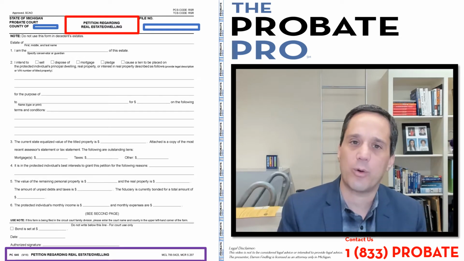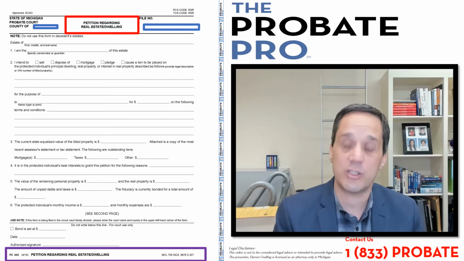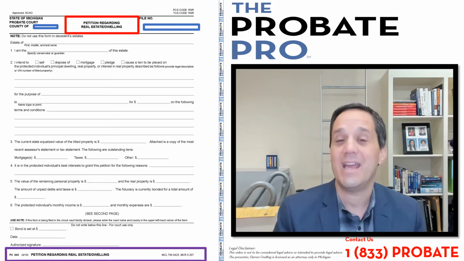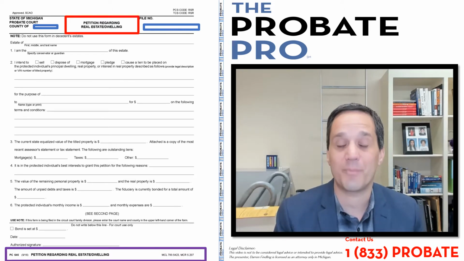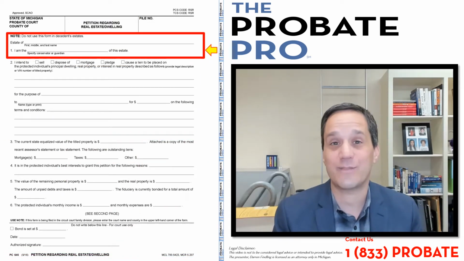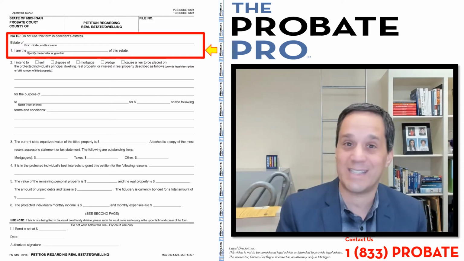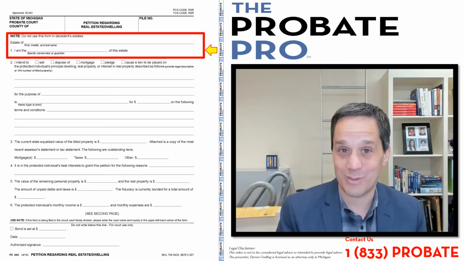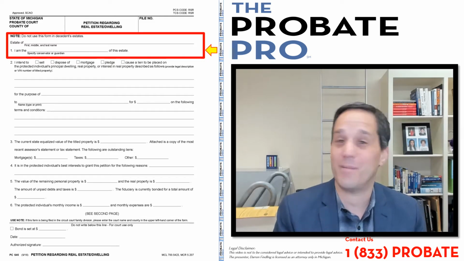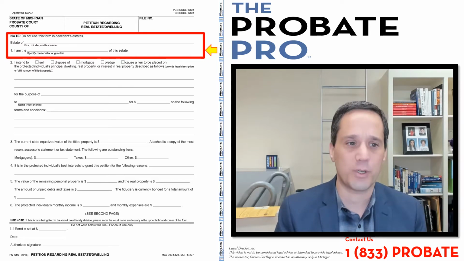In the top left corner, you'd identify the county in which the conservatorship estate is pending. In the top right corner, the case number. As you can see at the top, that little note just reminds you that this form, although it sounds very similar to the form used in deceased estates, is not the one to use. You'd identify the name of the estate and then your relationship to the estate. So for example, are you the conservator or are you the guardian?